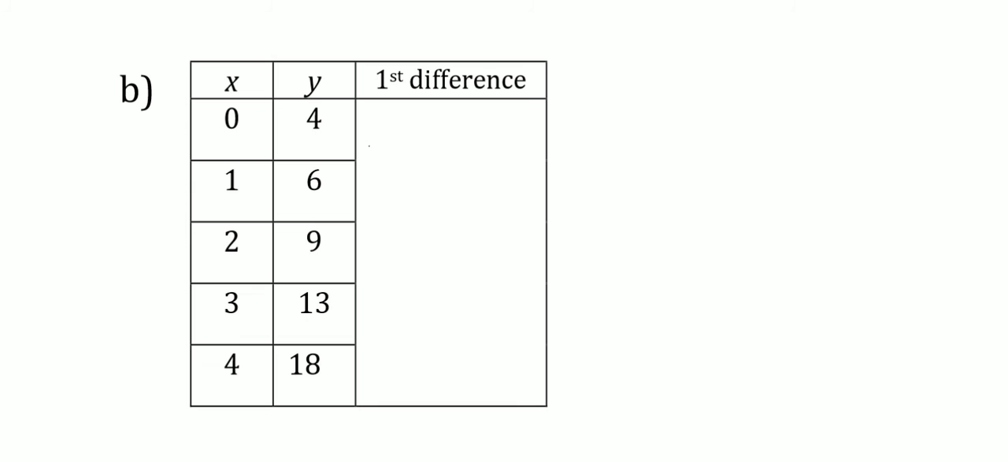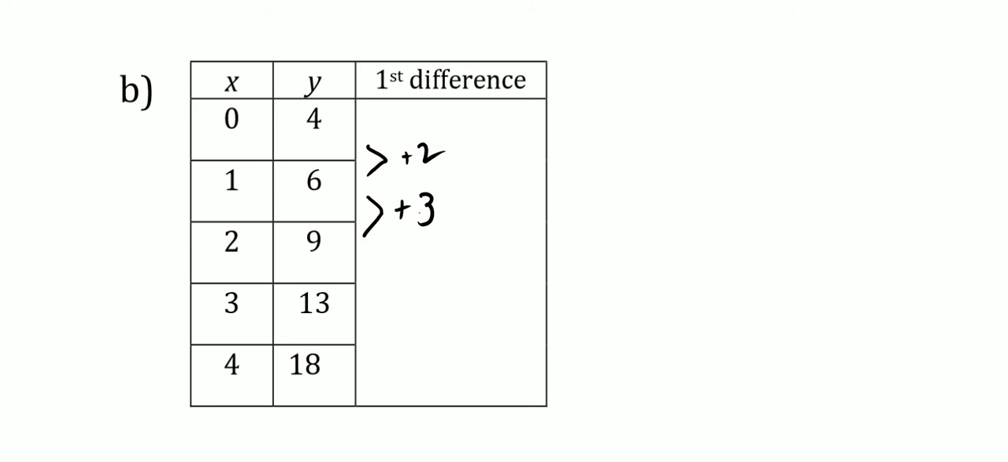That would be like over 1, up 2, over 1, up 2, over 1, down 2, over 1, up 2. That's not linear. Right? What if most of them are the same, but one of them is different? It's not linear. If you get 3 the same and 1 different, you probably made a mistake, so I would check my math. That doesn't usually happen.